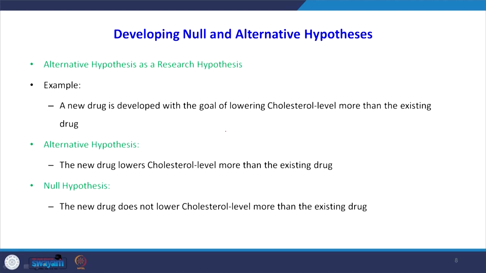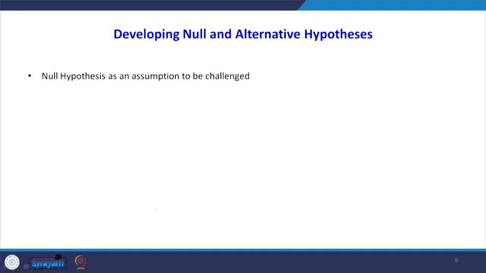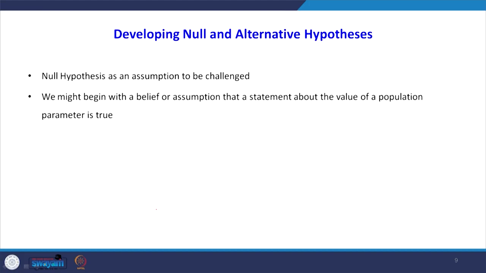You see that: does not. So, this "does not" represents the null. Nothing significant has happened, that is why we call it the null hypothesis. Then, the null hypothesis is an assumption to be challenged. We might begin with the belief or assumption that the statement about the value of the population parameter is true. So, in the hypothesis testing context, we always start the problem assuming that the null hypothesis is true.